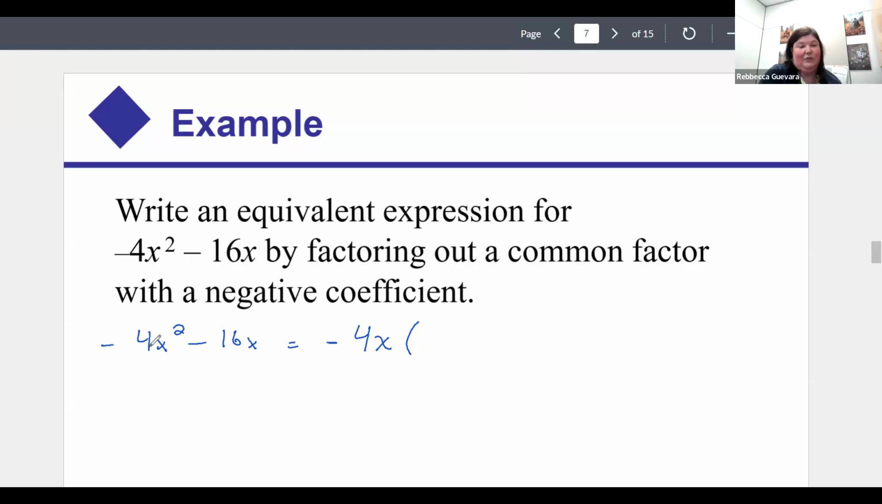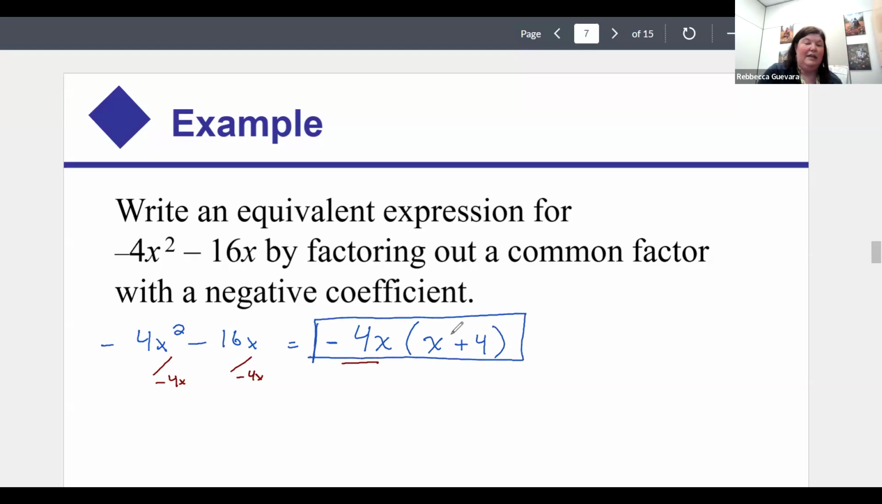If I divide negative 4x squared by negative 4x, that leaves me with positive x. Negative 16x divided by negative 4x leaves me with plus 4. Remember, when I'm pulling this out, it's essentially dividing it from each term. I can't factor this polynomial further, so we're completely factored.